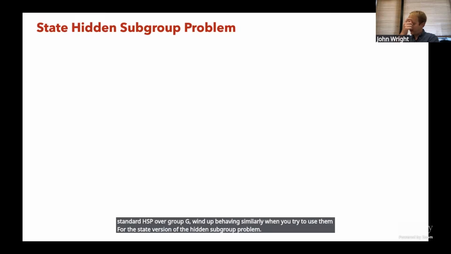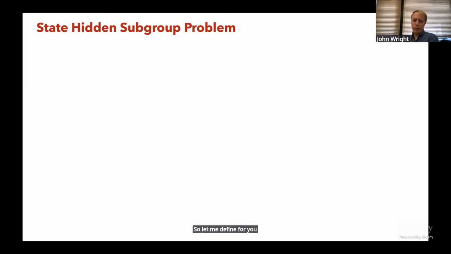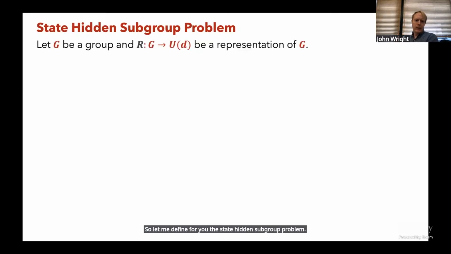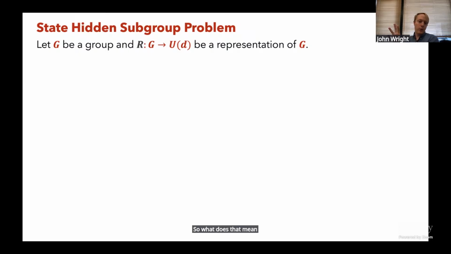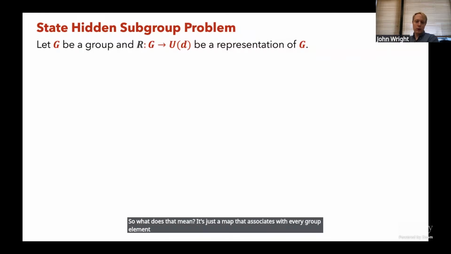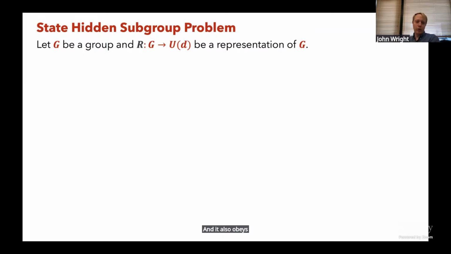So let me define for you the state hidden subgroup problem. It's defined over a general group G, and so let G be a group and let R be a representation of G. So what does that mean? It's just a map that associates with every group element a unitary matrix. And it also obeys the multiplication relations of the group.